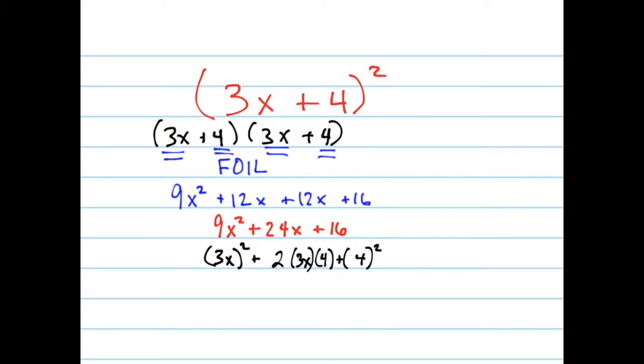You can always FOIL this out and add like terms and get your answer. And that's great. You're allowed to do that. But a shortcut is to take and square the first term, square the last term, then multiply the 2 terms together and double them. That gives you all of the terms that you need. And it doesn't matter if you're adding or subtracting in there. If we'd had subtraction instead, we could have done the same thing. So let's look at one with subtraction.